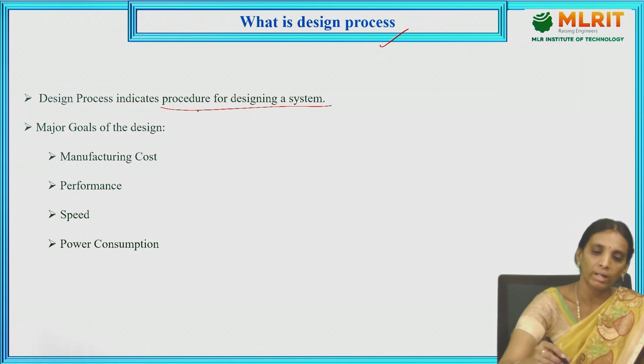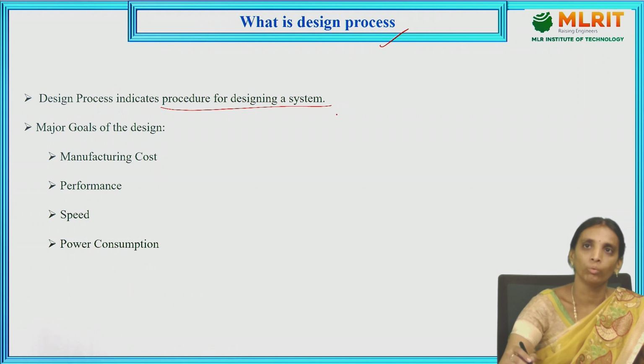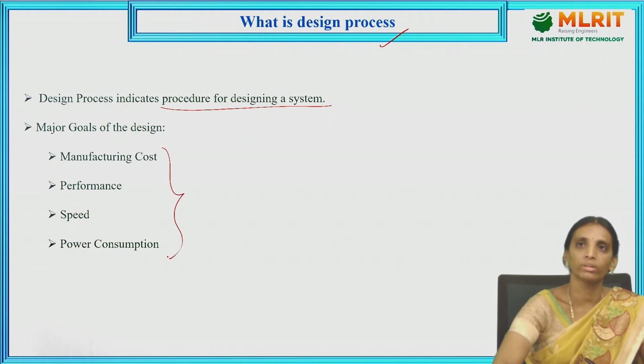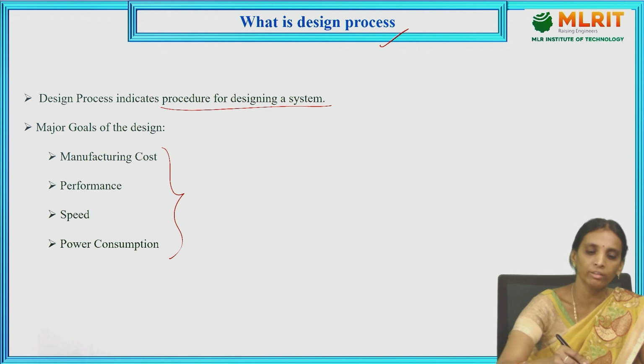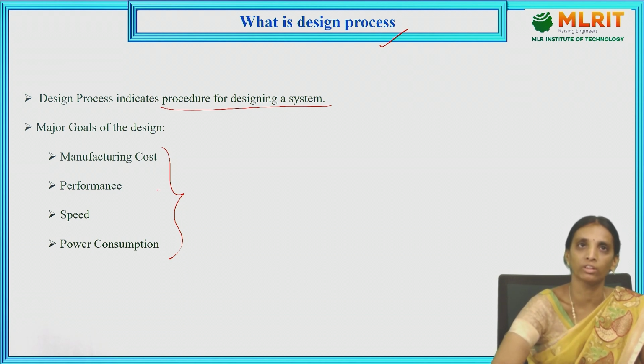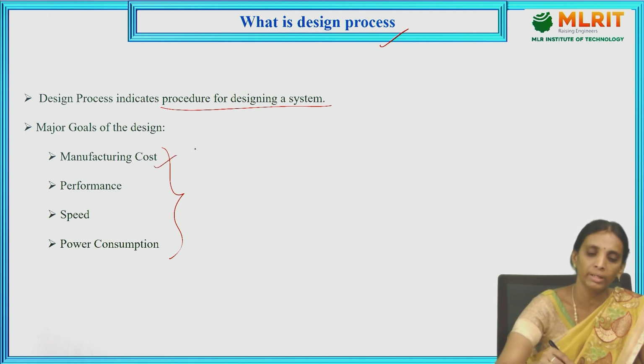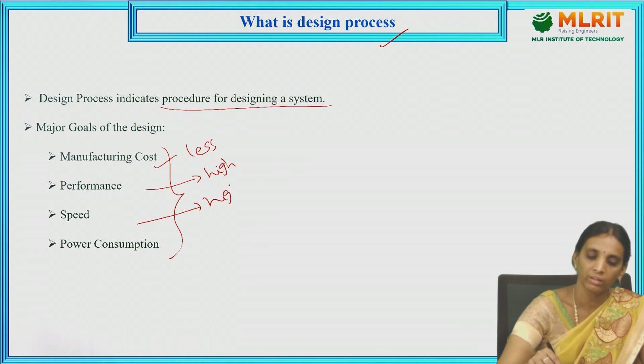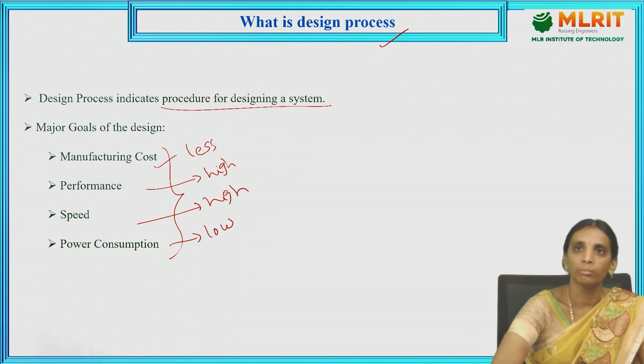While designing any system, we need to consider the goals of the design, which are manufacturing cost, performance, speed and power consumption. We need to consider all these factors while designing any embedded system. The manufacturing cost should be very low, the performance very high, the speed very high and the power consumption very low. Remembering these points, we need to design any embedded system.